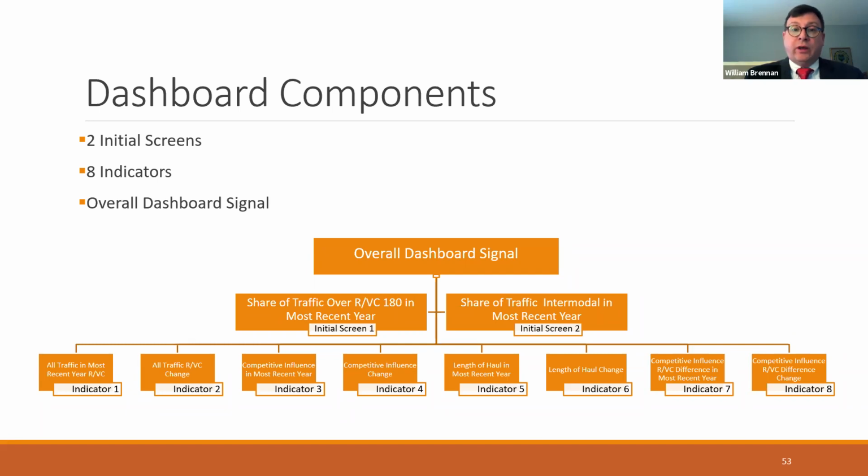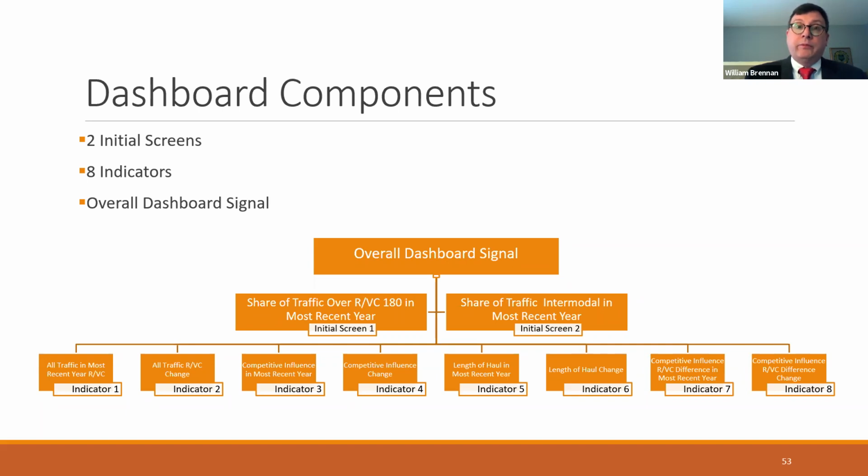As described in the September 30th decision, each strong, moderate, and weak indicator signal generates a score of 2, 1, or 0, respectively. Except where one of the initial screens is tripped, the overall dashboard signal is generated by combining the signals from the individual indicators and taking the mean of the 8 indicator scores. A mean of 1.33 or greater is labeled strong. A mean of 0.67 or less is weak, and everything in between is moderate.